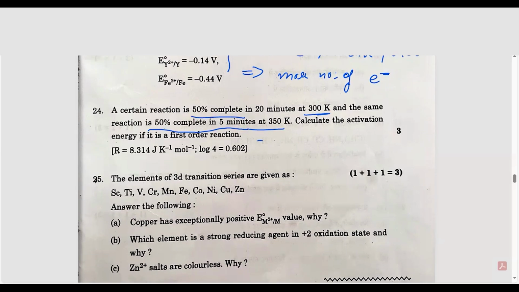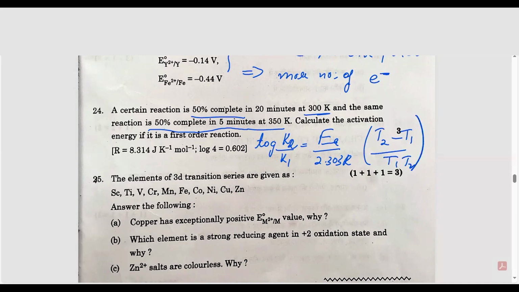It's a 3-mark question, right? The equation is very important. log K2 by K1 is equal to Ea by 2.303 R into (T2 minus T1) by T1 T2. T2 is given, T1 is given, and the R value we know. What we have to find is K1 and K2. How will you find that? It is given as a first order reaction.